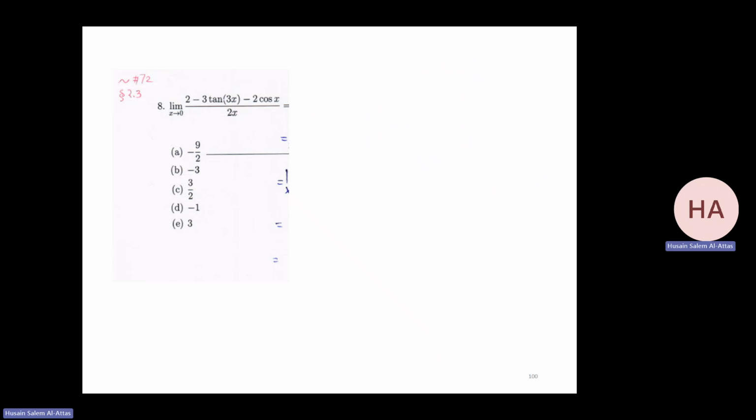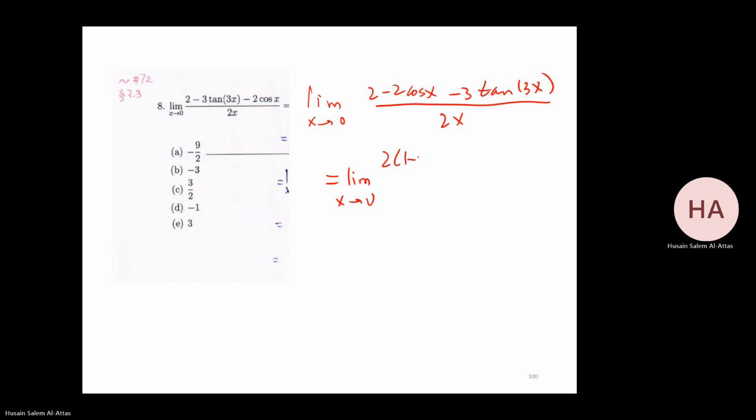Same idea, but now with tan. But I have 2 minus 2 cosine x. Who cares? I can take 2 minus 2 cosine x, I do the same trick. Tan 3x over 2x. That gives me the limit as x goes to 0. I can take 2 as a common factor to see it. This is over 2x. It will not make a difference because that will go to 0 over 2x.